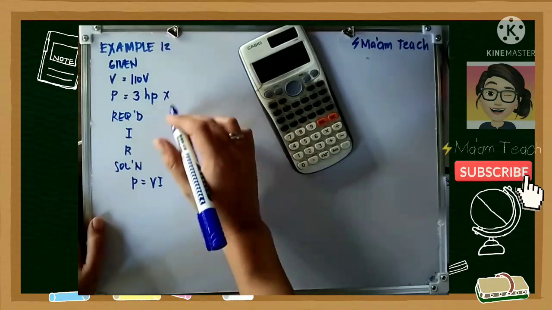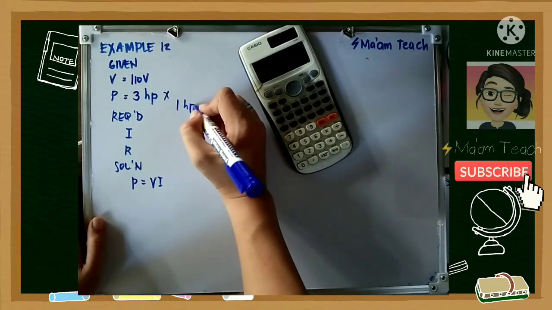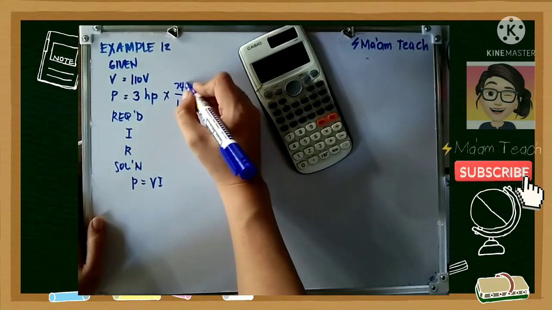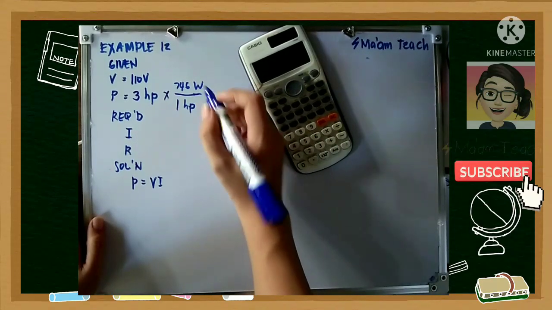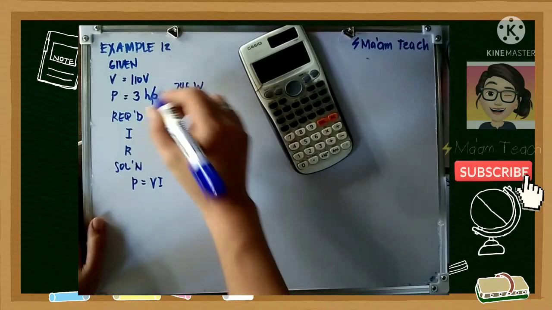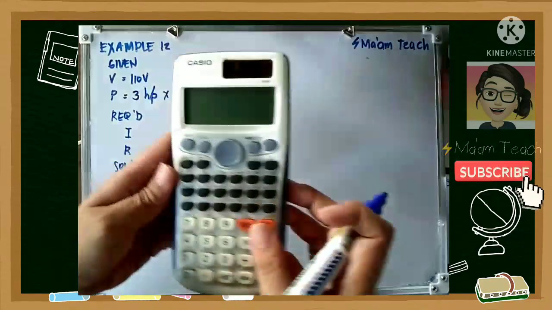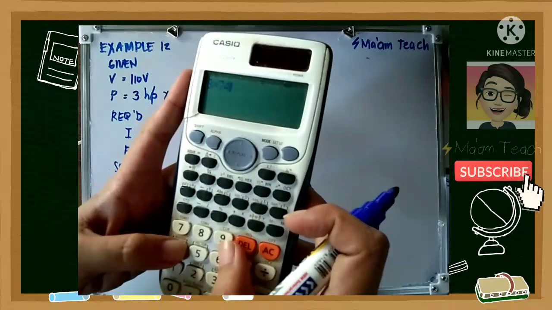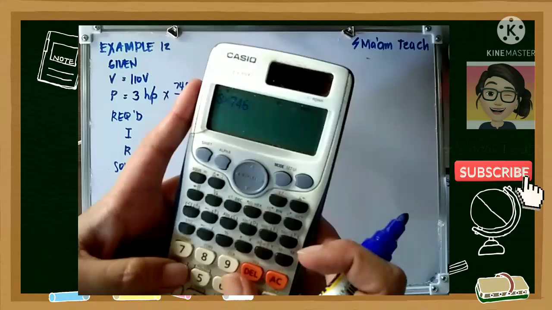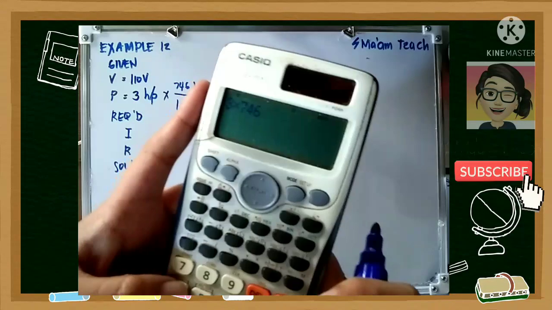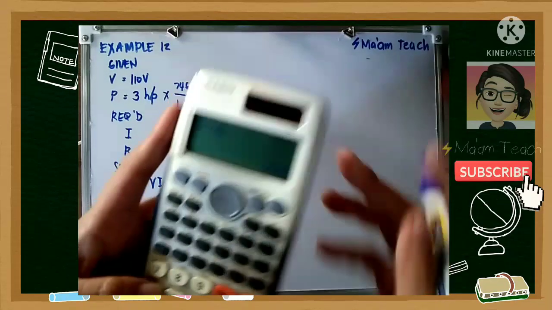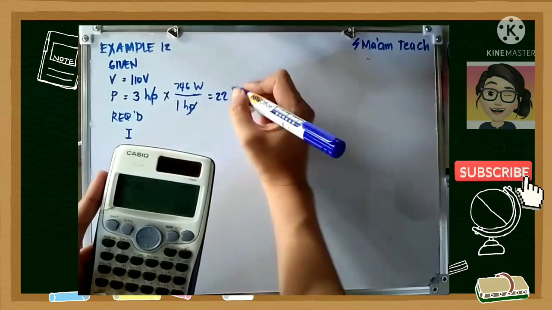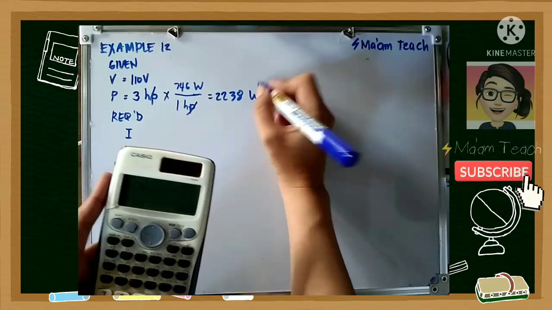So recall that in 1 HP there are 746 watts. Okay, so using your calculator, we have 746 times 3. So that is 2238, and the unit is in watts.